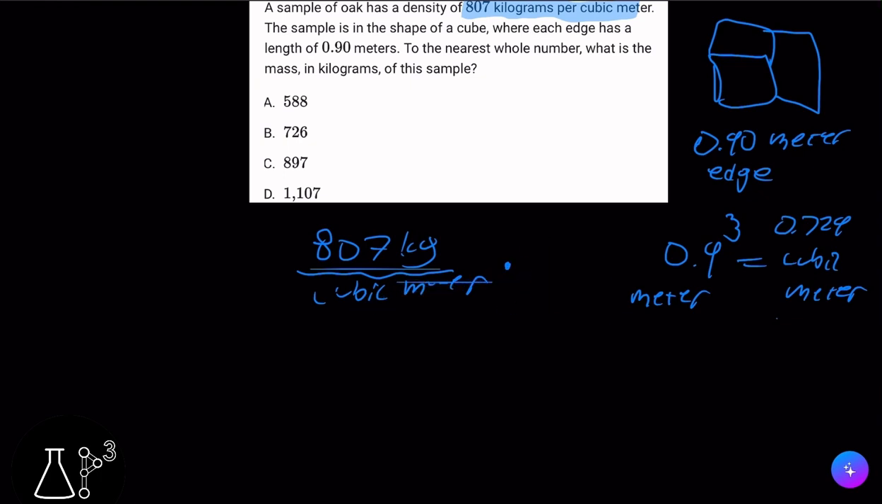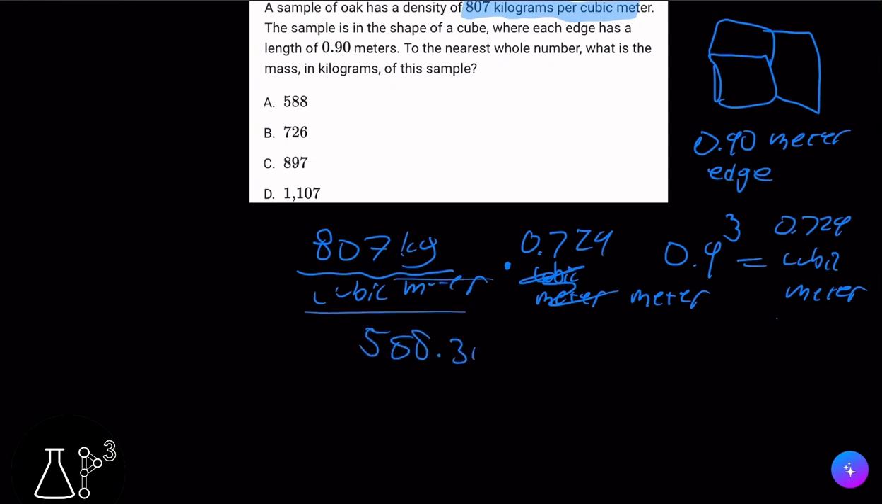And then I'm left with 807 kilograms multiplied by 0.729. So you multiply 0.729 by 807, and you should get a total of 588.303 kilograms, or kgs. And they're asking us for the nearest whole number, so it would just be 588. The answer would be A.